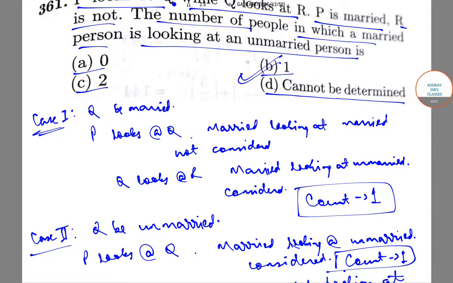Therefore, the correct option is option B. In both the cases, irrespective of the marital status of Q, the answer will be 1.